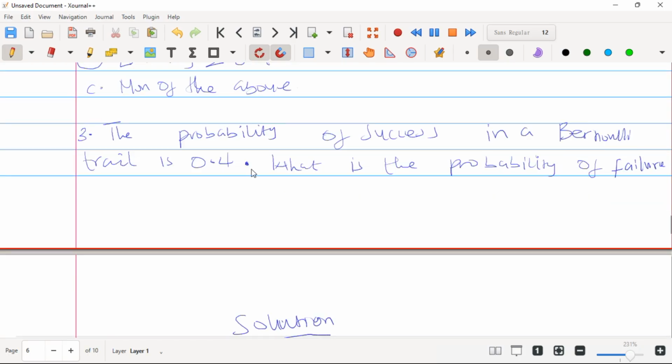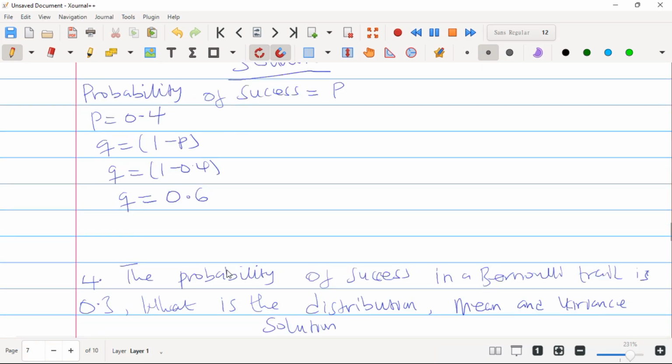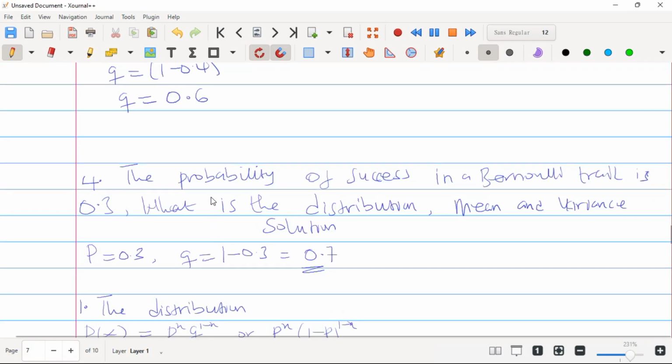The third question is telling us that the probability of success in a Bernoulli trial is 0.4. What's the probability of failure? We have been given the probability of success, which is the P, and P is equal to 0.4. So what will be the probability of failure? The probability of failure is just 1 minus the probability of success, that's the P. We are asked to find the Q, and Q is given as 1 minus P, which is equal to 0.6, as you can see on the board. So our probability of failure is 0.6.